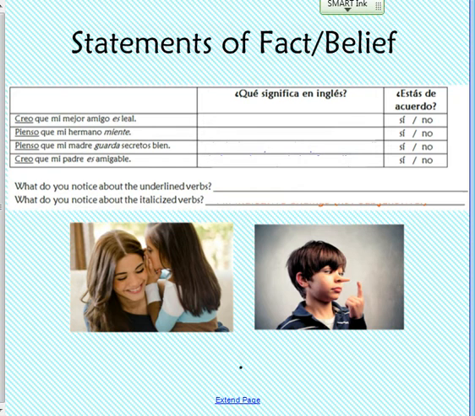So just like you did with the sentences at the beginning, now take a look at the section of your notes titled Statements of Fact or Belief, and take a moment to translate each of the sentences to English, once again circling sí or no after translating to indicate whether or not you agree with each statement. Then, again, make observations that you have about the underlined verbs in the main clause and the italicized verbs in the dependent clause. Pause the video while you complete this section.